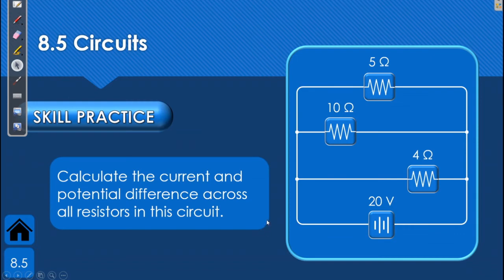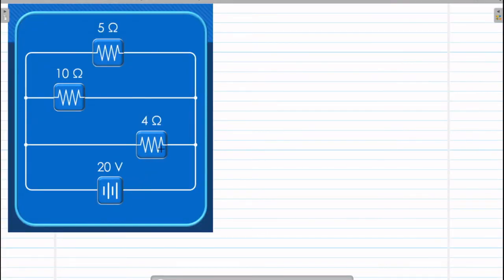So here's our next skill practice question. Once again, we're being asked to solve for the current and potential difference across each resistor in this circuit. So once again, I will start by labeling my resistors. I will call my 4 ohm resistor, resistor A, my 10 ohm resistor, resistor B, and my 5 ohm resistor, resistor C.